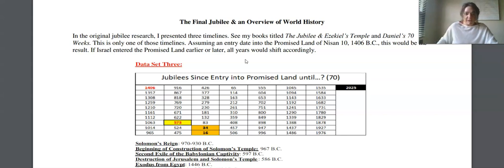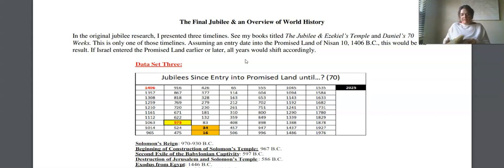If you have listened to my videos, you will hear me talk about if 1406, then 2025. So we are going to come to understand why I say those things. Assuming an entry date into the promised land of Nisan 10, 1406 BC, and I say this is where the count begins, because that is where the Bible instructs the count to begin. This comes from Leviticus 25.